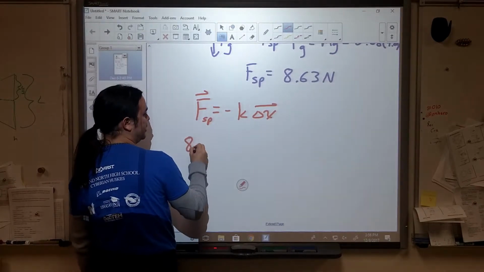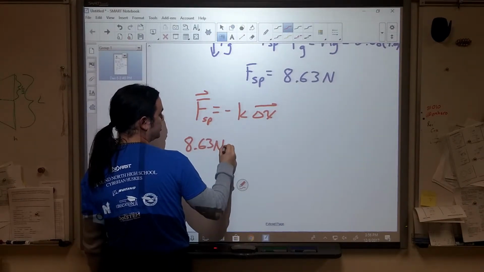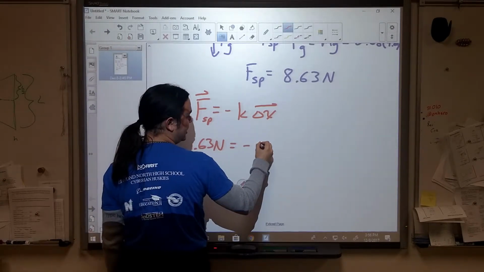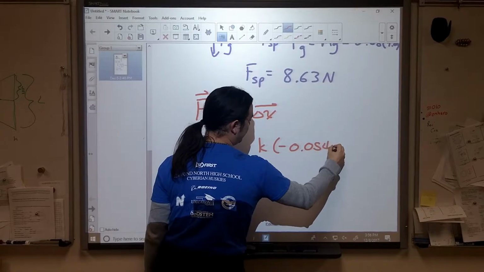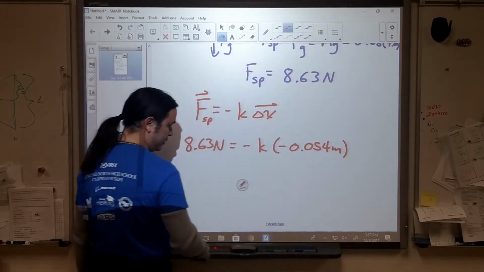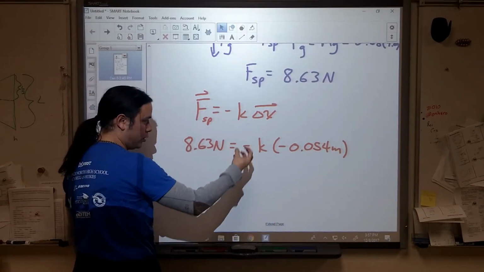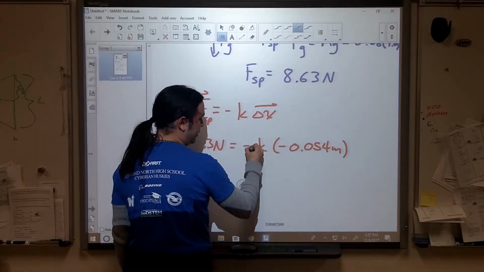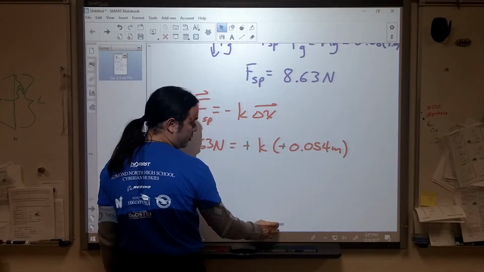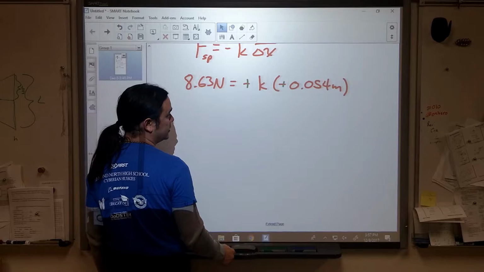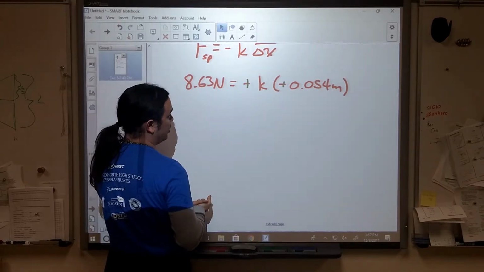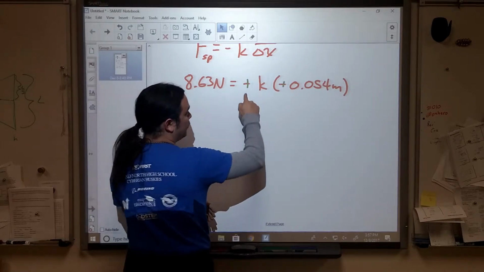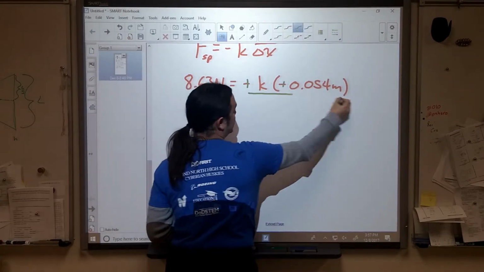We have a positive 8.63 newtons, because the force is up, equals negative k times negative 0.054 meters. Negative because our displacement is downward. Our object is moving down. The negatives cancel out, as they should. We should end up with a positive spring constant. If you end up with a negative, there's a good bet that you misplaced a negative somewhere, so take a close look.